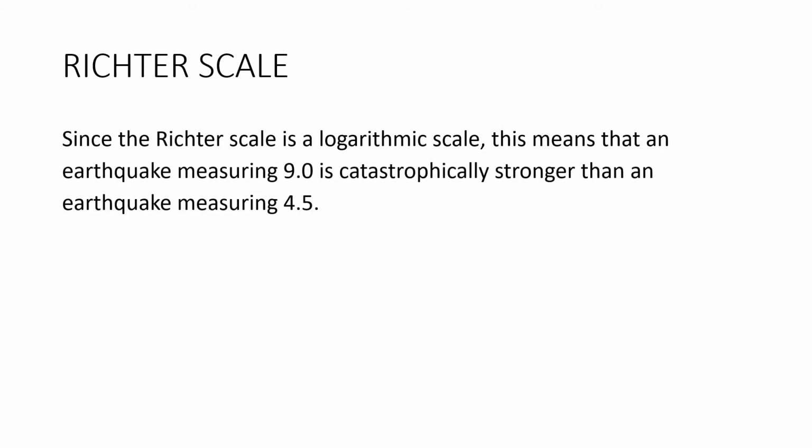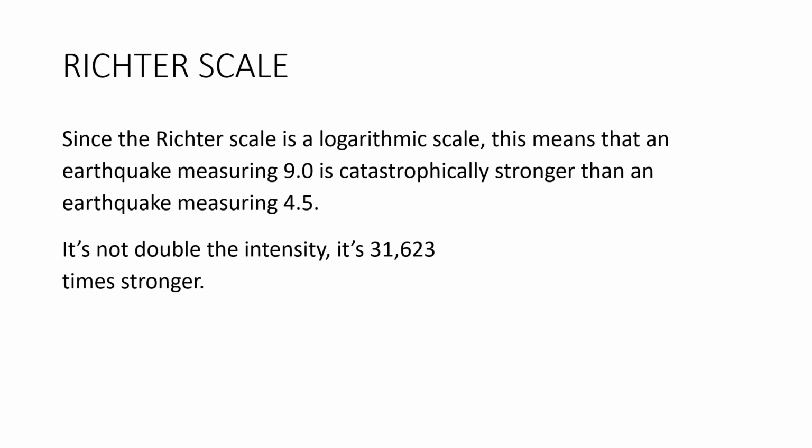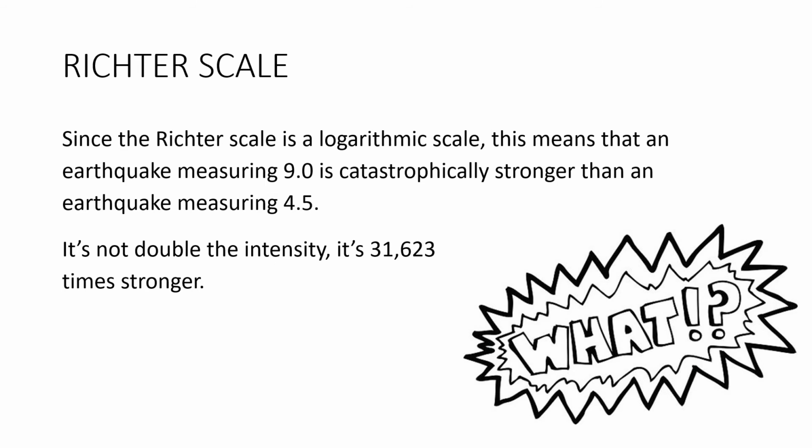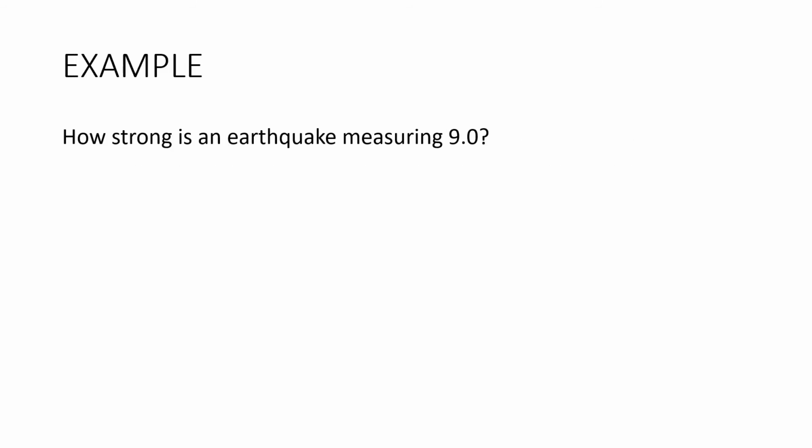Now, since the Richter scale is a logarithmic scale, this means that an earthquake measuring 9.0 is catastrophically stronger than an earthquake measuring 4.5. This is something that people don't really understand about logs. It's not double the intensity, it's 31,623 times stronger. Let's have a look at the maths.